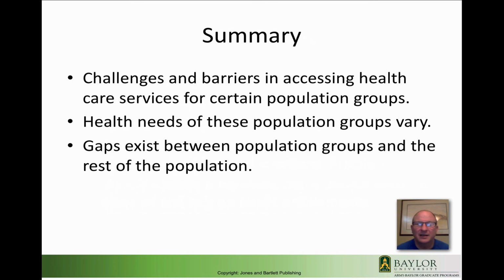So in summary, our population has challenges and barriers in accessing healthcare services for certain population groups. There is a disparity among groups of the population that access care and, of course, have different health outcomes. So it's not even across our country. The health needs of these population groups vary, depending on many factors. And the gaps between population groups and the rest of the population often are growing, or they aren't closed as our technologies can enable those things to close. But again, there are significant barriers and challenges our country faces with addressing the needs of certain population groups. And that concludes Chapter 11.